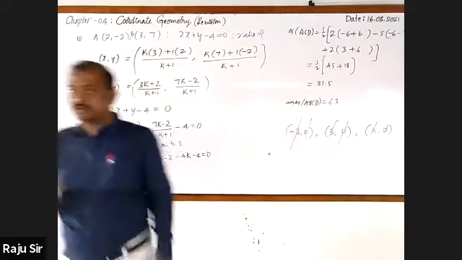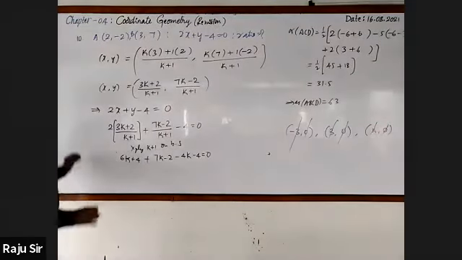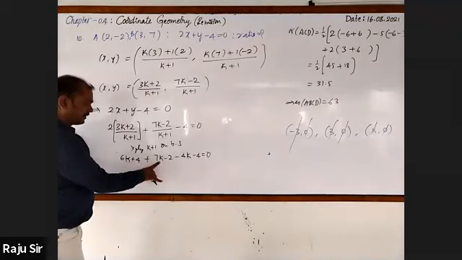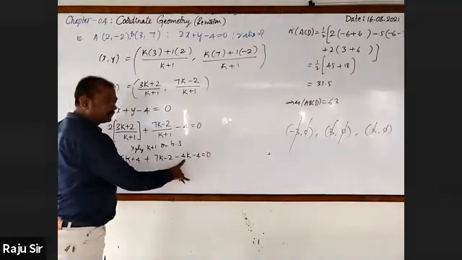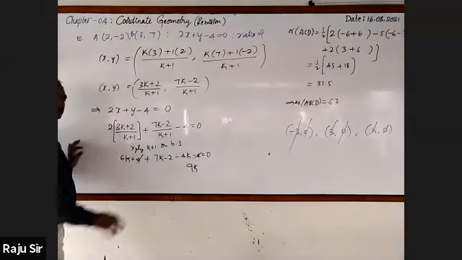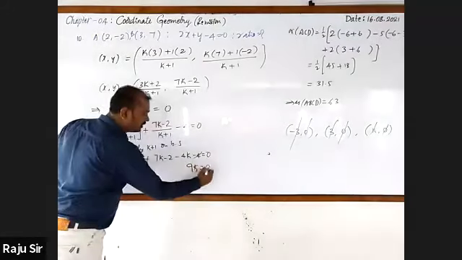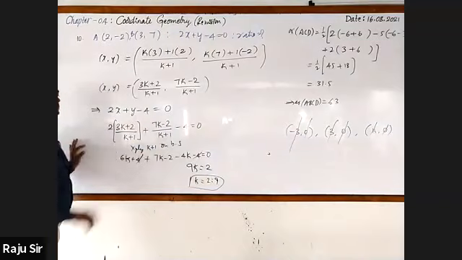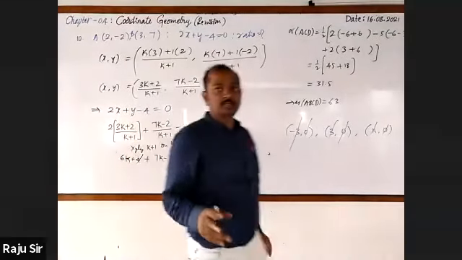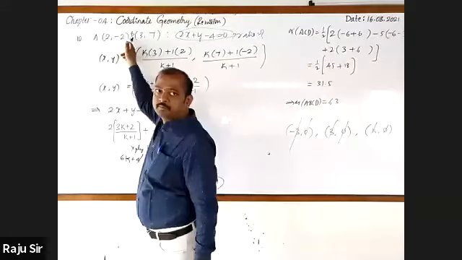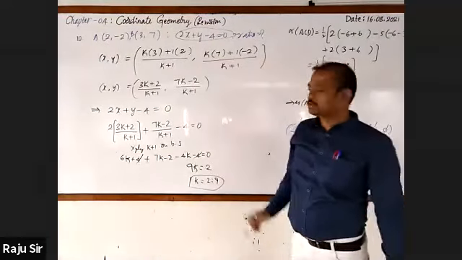Yes sir. Now 6k plus 7k is 13k, 13k minus 4k is 9k. Minus 4 plus 4 cancel. Minus 2 transferred becomes plus 2. So k equal to 2:9. This is the ratio in which this equation will divide the line segment joining the points. It is simple.